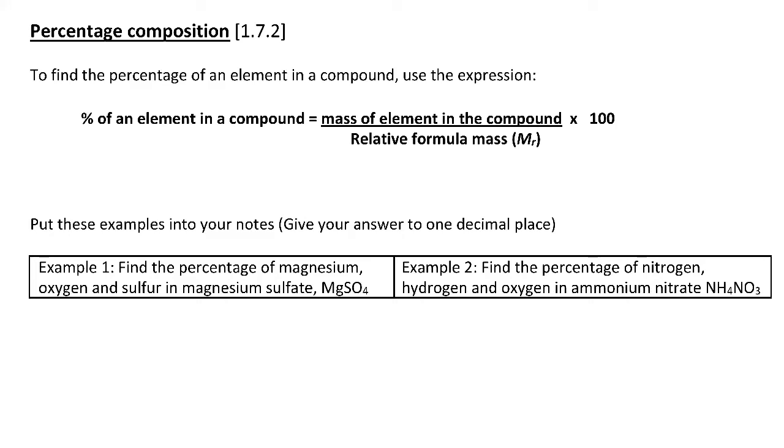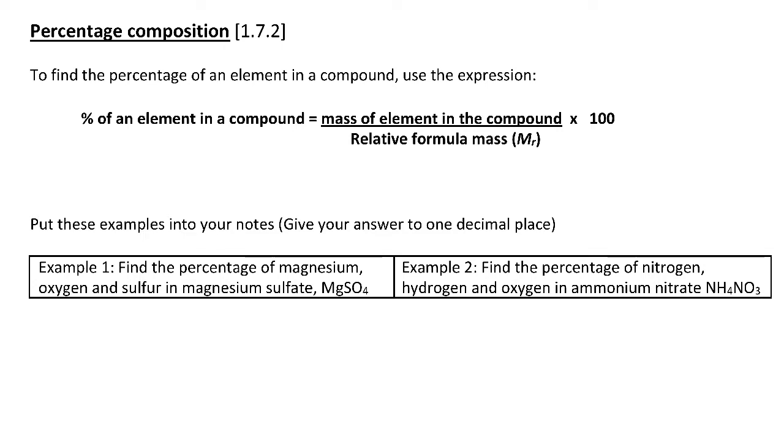We're going to look here at the percentage of an element within a compound, and how that can be worked out. Remember that a compound is a substance which is made up of two or more different elements. So how much carbon is in carbon dioxide, as a percentage by mass?